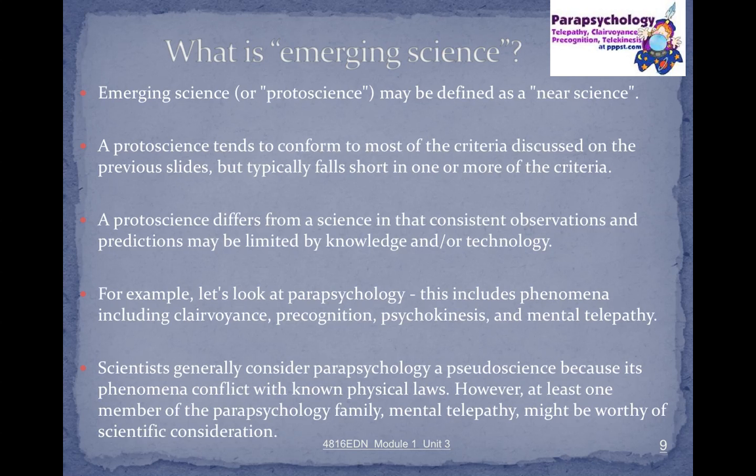So parapsychology, things like mental telepathy, clairvoyance, they could be considered an emerging science. There's some aspects of science in there, but there's some things that don't really line up, and particularly in the area of making predictions and having consistent observations. So scientists generally consider parapsychology a pseudoscience, which we're going to talk about shortly, because its phenomena conflict with known physical laws. But things like mental telepathy are really on scientists' radar because there's a number of aspects of that particular discipline area that do fit the criteria for science.